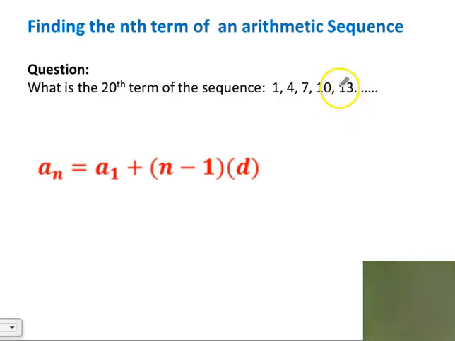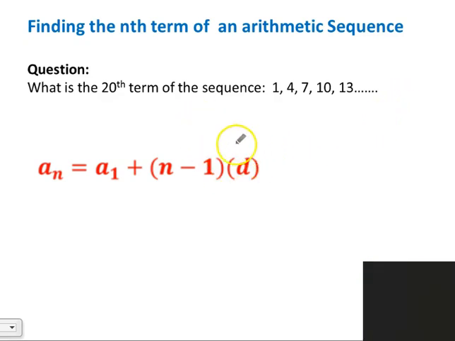So one of the things that you might have to do when you have identified that you have an arithmetic sequence is to find a certain term in the sequence. Let's say we wanted to find the 20th term. Well, this is an arithmetic sequence, we're increasing by 3 each time, and I only have the first five terms. I need to find the 20th term. So I could keep going and adding 3 each time till I get to my 20th term, but that could take a long time.